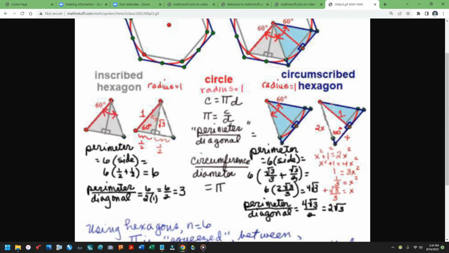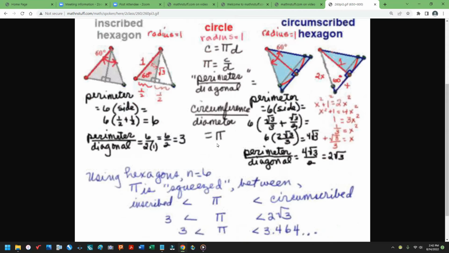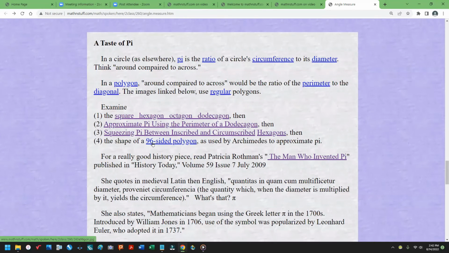Around compared to across. For the circumscribed hexagon, the around compared to across, 2 square root of 3. For the inscribed, just 3. That means pi has to be between them. Pi is between 3 and 3.46. And that's only for a 6-sided figure. That wasn't good enough. Aha, it was Archimedes.